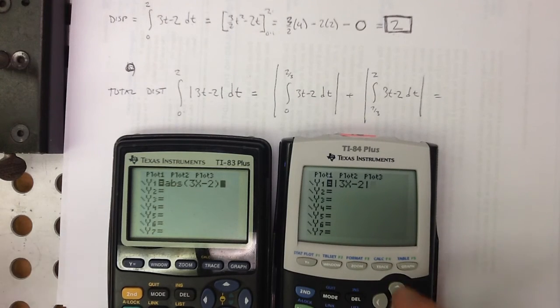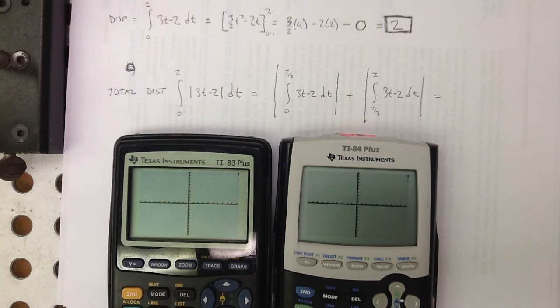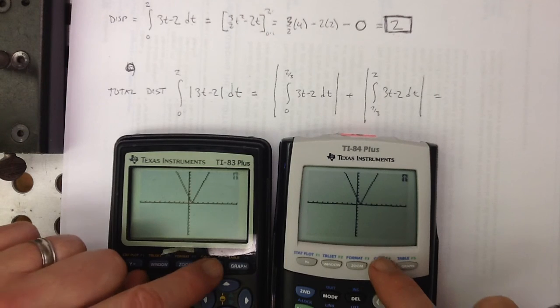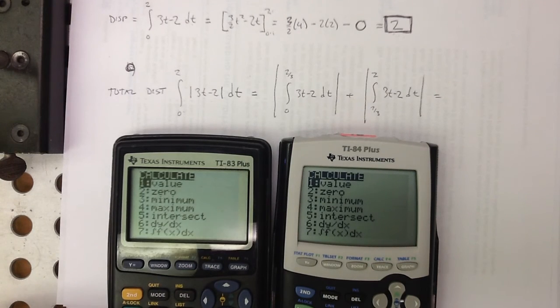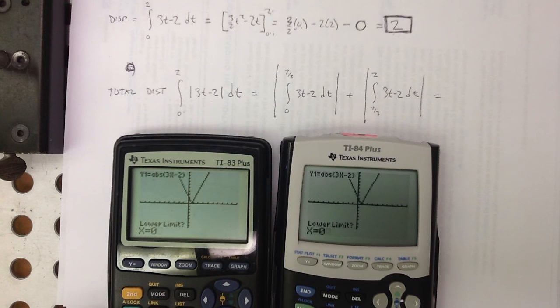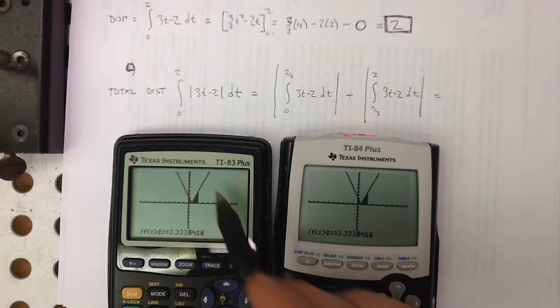That's nice. I could just look at the graph again, and you can see now all the part that was negative gets bounced up there, and then I can do again, second, calculate the area from 0 to 2. Oops, that's a 3. Sorry, 2. And it shades it in for you.